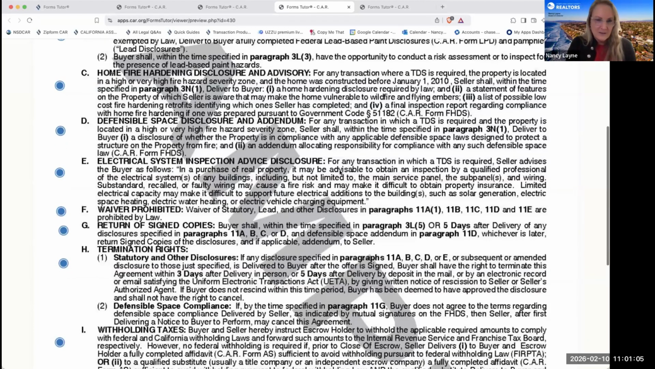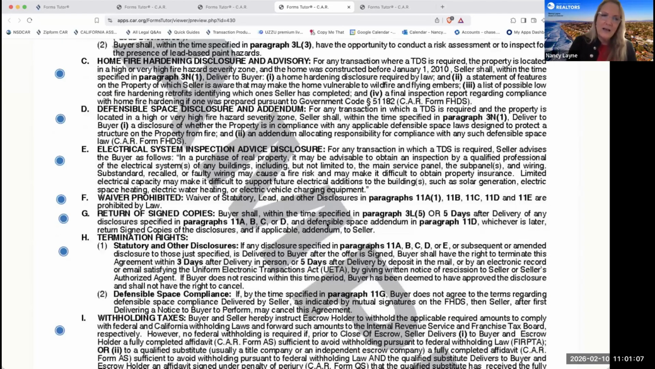The defensible space disclosure, we just went through. Electrical system inspection advice disclosure, that has occurred because of so many issues with failing electrical systems, older houses, boxes that were recalled, just so much involved with electrical that they literally just created a whole new disclosure. It basically says, yeah, guys, this can be a little sketch, so check it out. It's really sketch. Have somebody look at it.